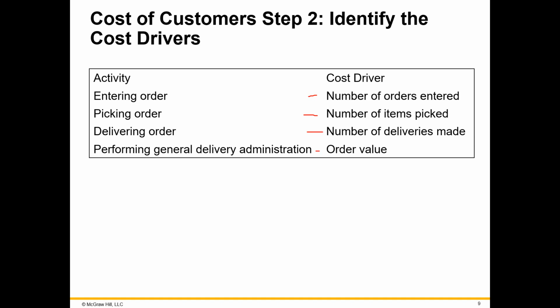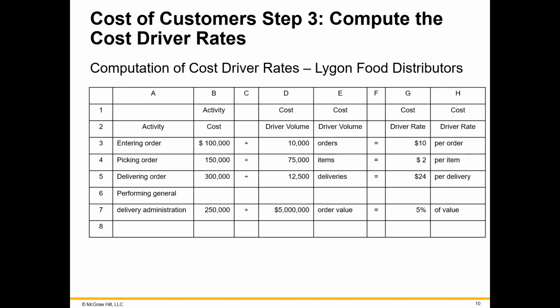Breaking down these costs, it tells us that entering the order cost us $100,000. That's probably going to be mostly labor. There are employees that have to enter in the orders. There were 10,000 orders, so 100,000 divided by 10,000 is $10 per order.